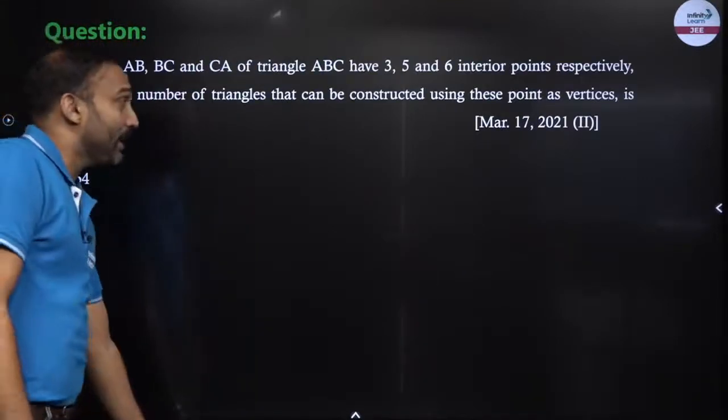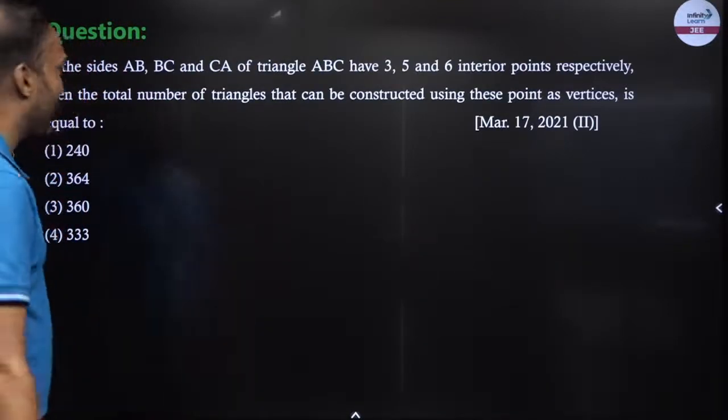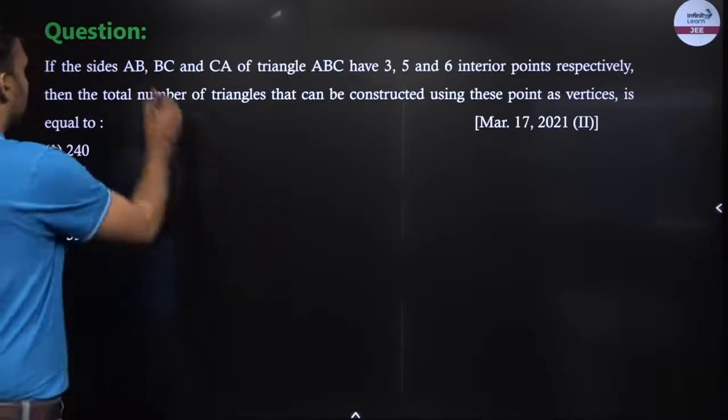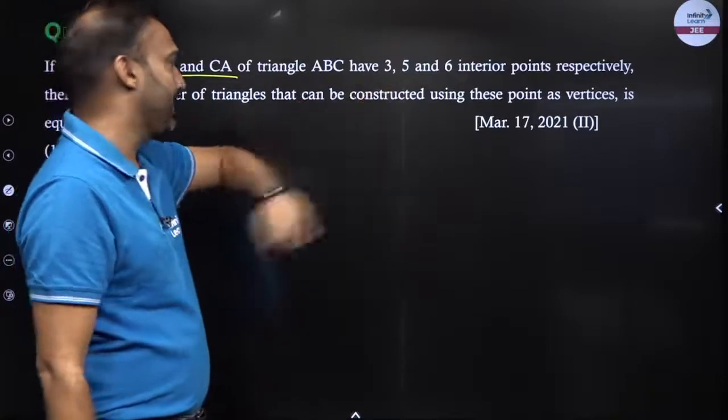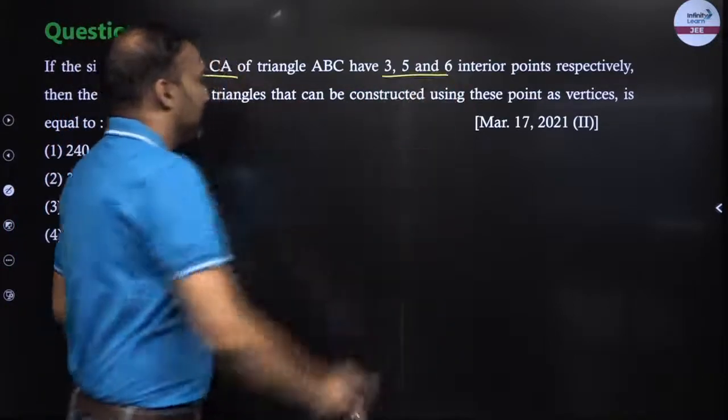So the next problem comes from geometry, which came in 2021, that is last year. Right, so the sides of the triangle AB, BC, CA are given. 3, 5, 6 are the interior points. Wonderful. So what do we need to find out?